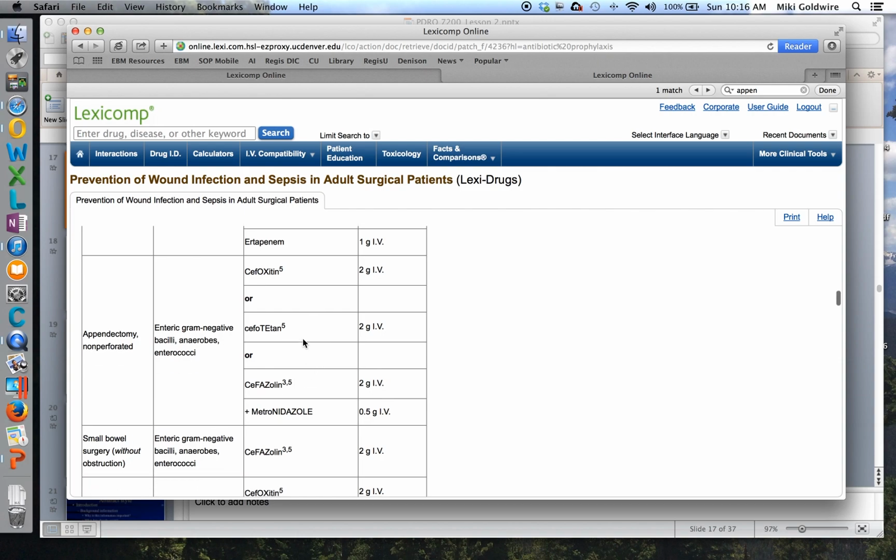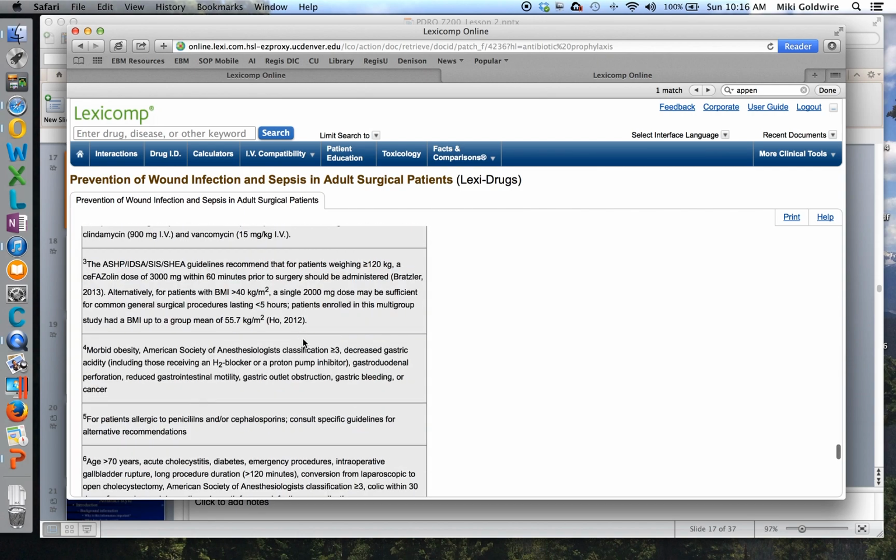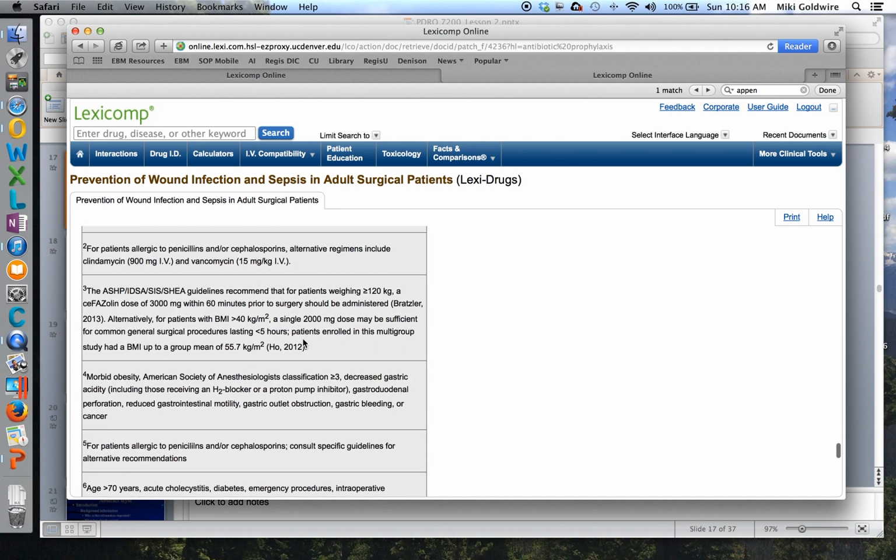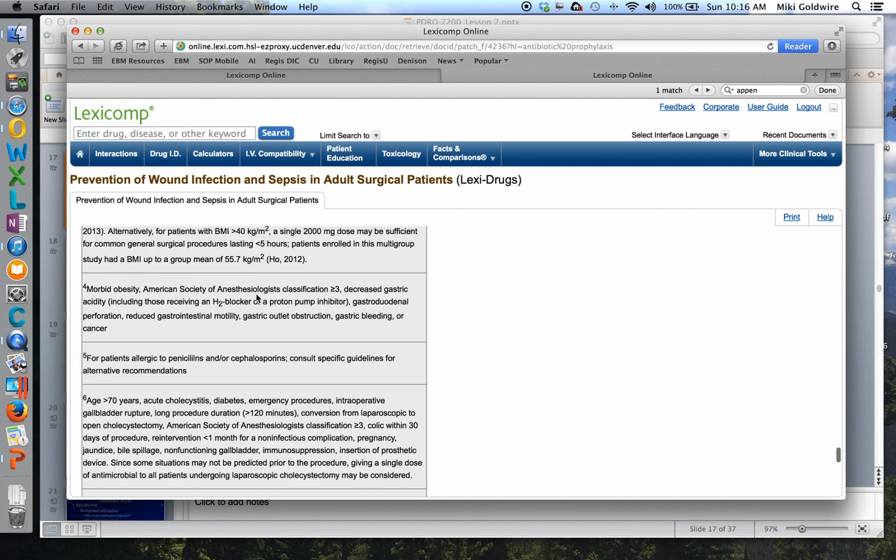So let's take a look and see what those say. So we come to the bottom of the chart and we see number 3 and then number 5. So number 5 says, for patients allergic to penicillins and/or cephalosporins, consult specific guidelines for alternative recommendations. And we see number 3 is more about a recommendation for persons weighing over 120 kilograms, which is not applicable in our case. So I want to consult the specific guidelines. Again, this is from superscript number 5.